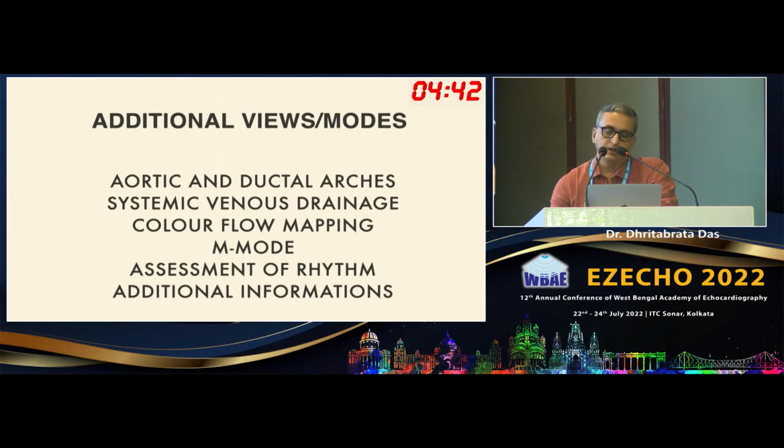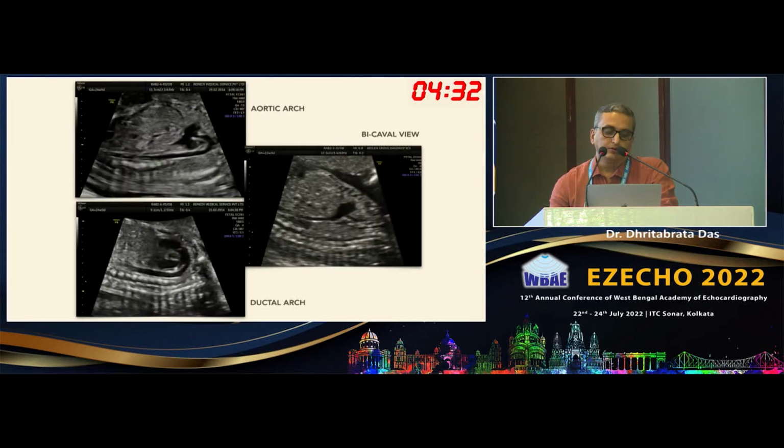And in addition to the 2D imaging, M-mode, color flow mapping, and assessment of rhythm are very important part of fetal echocardiography. So you can look at these pictures and you can see that this is an aortic arch. In fetus, we know that there are two arches. One is the ductal arch, that is the patent ductus arteriosus. So the pulmonary artery, in the right lower image, you can see that the pulmonary artery is continued as PDA and then into the aorta, that is the ductal arch. And in the right upper image, you can see that it is the aortic arch. How to differentiate the two?